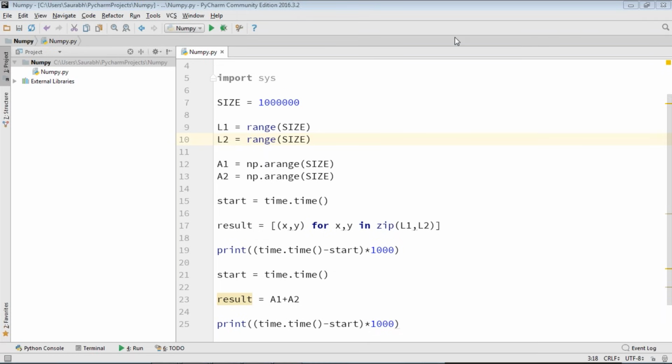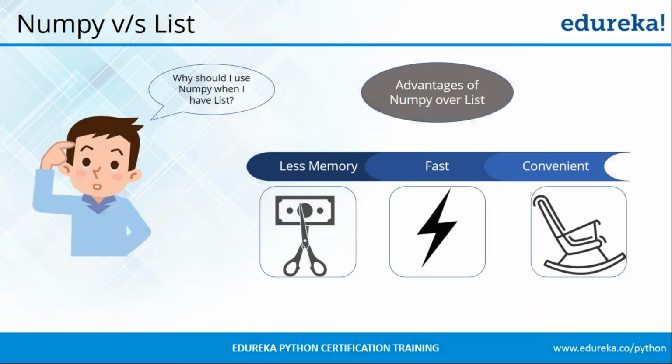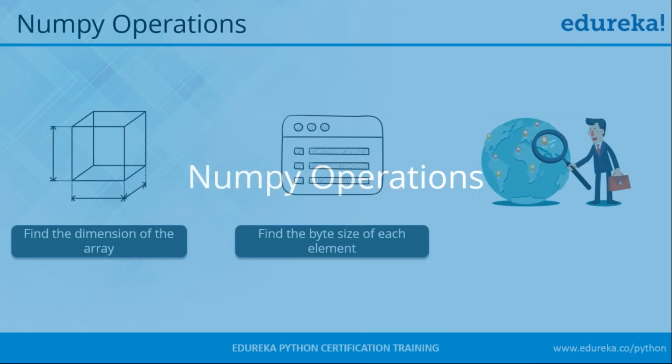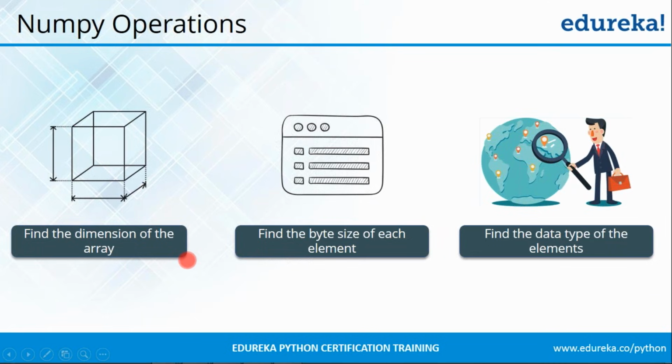So let us go ahead and move forward towards the next topic, that is NumPy operations. So let me go back to my slides. So now is the time to see various operations that you can perform with the NumPy arrays. So you can find the dimension of your array, whether it is a two-dimensional or a single-dimensional array. Then you can even calculate the byte size of each element.